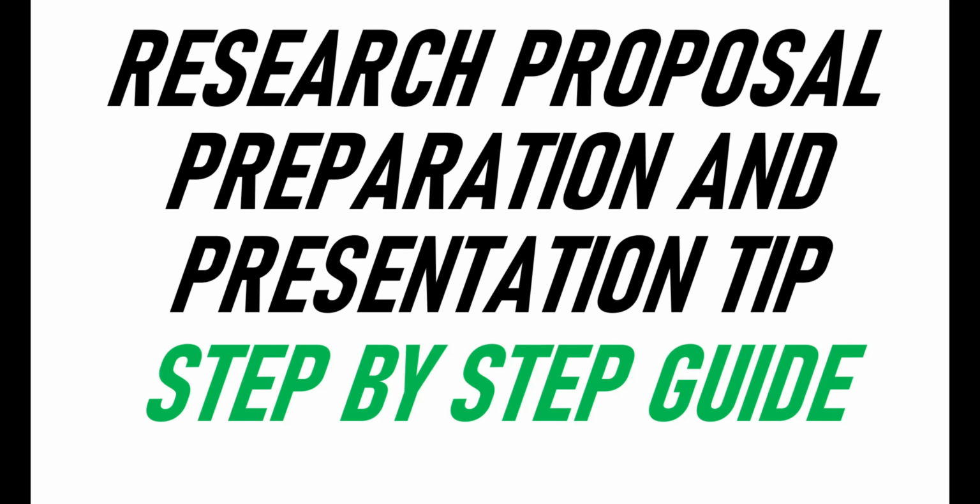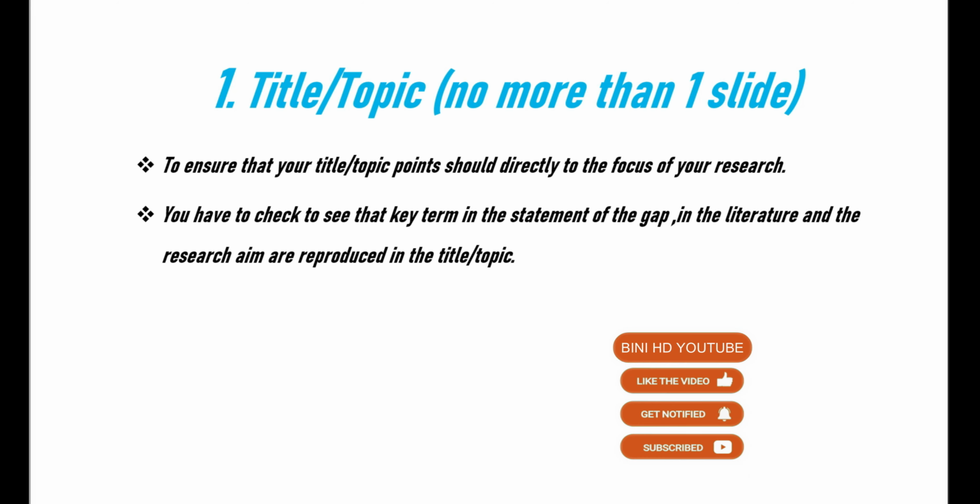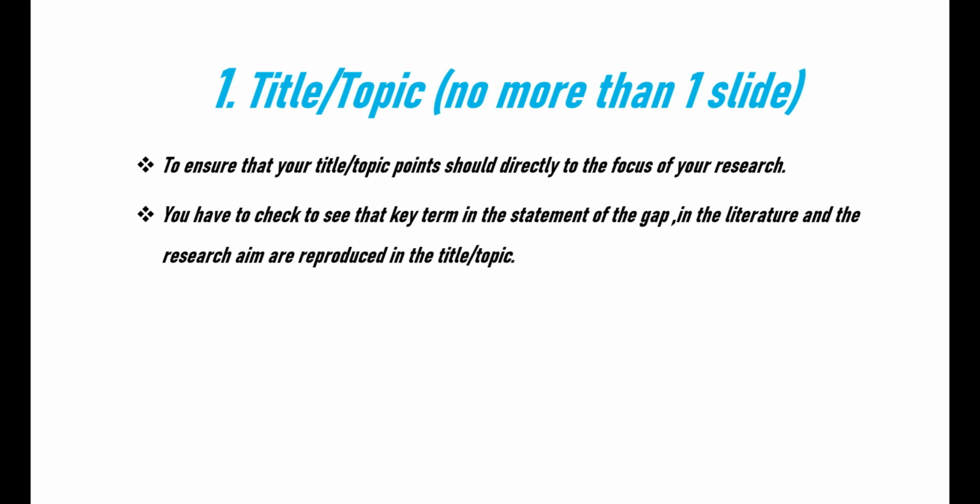Research Proposal Preparation and Presentation Tip Step-by-Step Guide. Number 1. Title or topic. No more than one slide. To ensure that your title or topic points directly to the focus of your research, you have to check to see that key terms in the statement of the gap, in the literature, and in the research aim are reproduced in the title or topic.